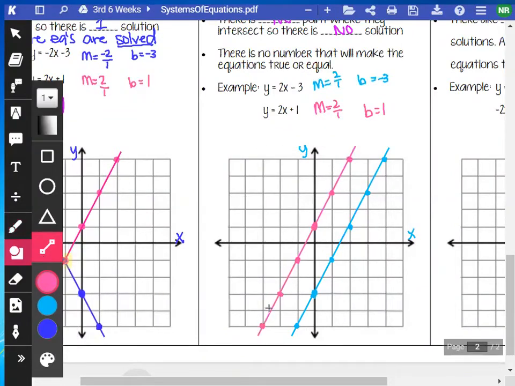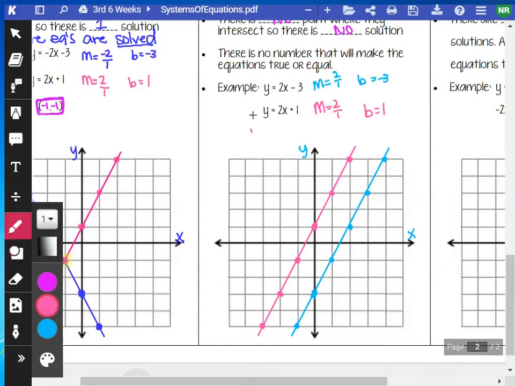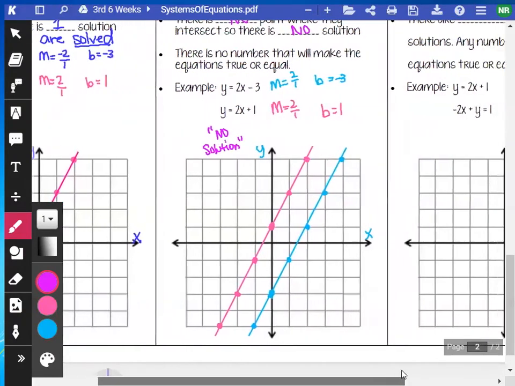Grab those points, connect. And notice how these lines do not intersect. That means there is no solution. I'm just going to write that in little quotation marks or something. No solution. There is no solution to this system because they are parallel.